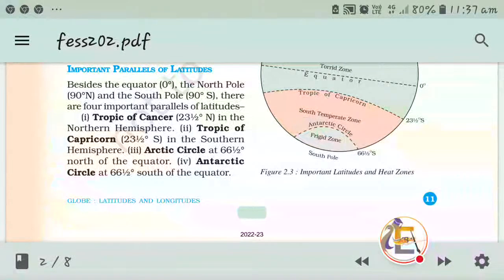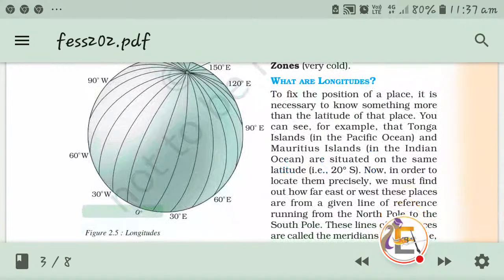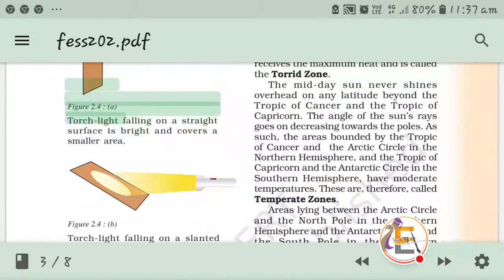Figure 2.4. A. Torchlight falling on a straight surface is bright and covers a smaller area. B. Torchlight falling on a slanted surface is less bright but covers a bigger area. Figure 2.5. Longitudes.